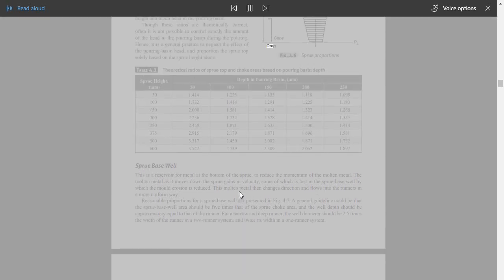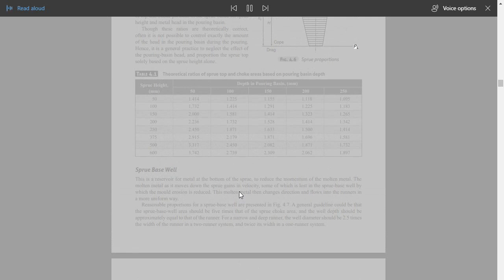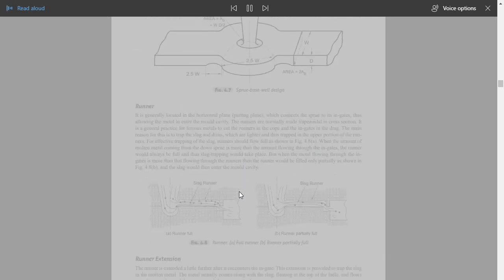Cope, drag, HT, PL. Fig. 4.6 Sprue proportions. W, D, Area equals UB. 2.5 W, 2.5 W equals WD/2. Area equals 2 AB. Fig. 4.7 Sprue base well design.